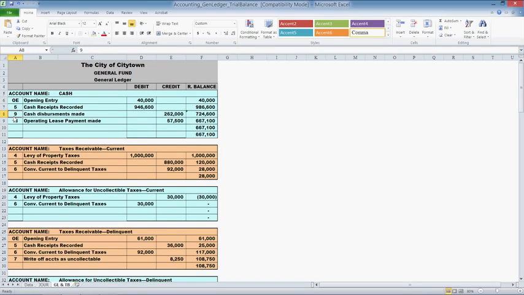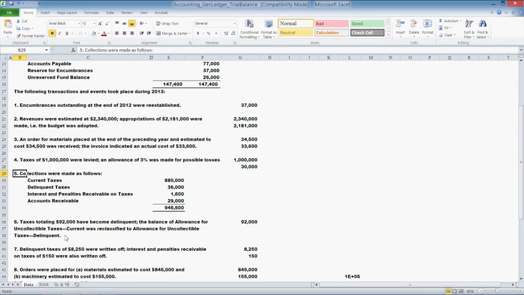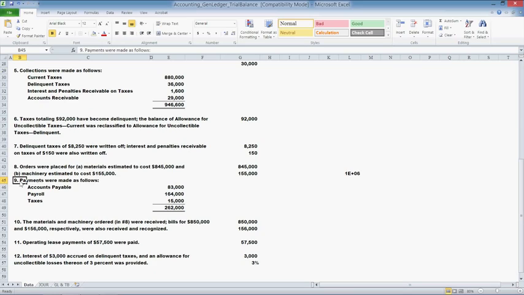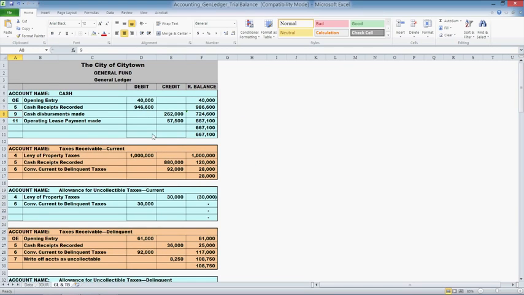Item number 9, cash disbursements made, $262,000. That's a credit because that's a decrease in cash. We're giving away cash either for expenses or to different departments or for whatever reason. $262,000. Let's go to item number 9 in the data sheet here. Payments were made as follows: accounts payable, payroll, taxes. Grand total $262,000. And voila, we have it right here.